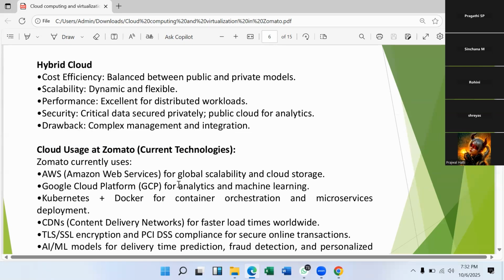CDNs, that is content delivery networks, to speed up website load times across different regions. TLS and SSL encryption and PCI DSS for secure online transactions. AI and ML models for predicting delivery time, detecting fraud, and providing personalized food recommendations. All these technologies together help Zomato to maintain high performance, security, and data-driven efficiency.